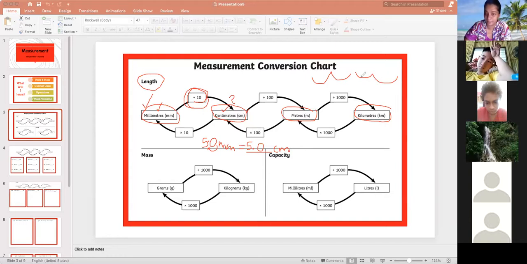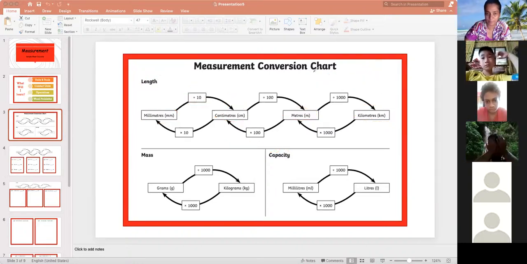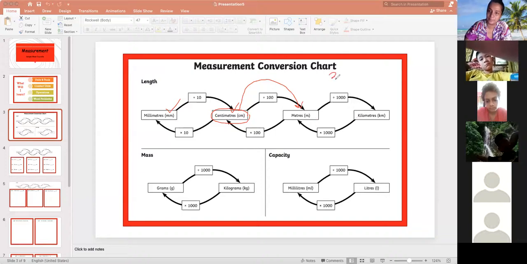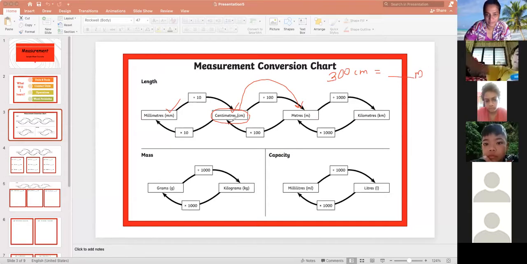You should have learned this by now. Okay, you should know how to divide by 100, divide by 10, divide by 1000 or multiply, whichever way. Okay, so that is millimeter to centimeter. Contoh soalan dia tanya, dia give you centimeter and they ask you to find meter. For example, 300 centimeter is how many meter? So you take 300 and you divide by 100. So you move 2 decimal places. Why? Because 2 zeros.